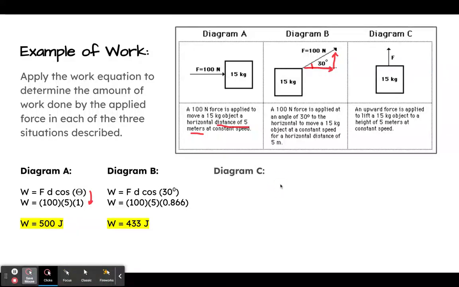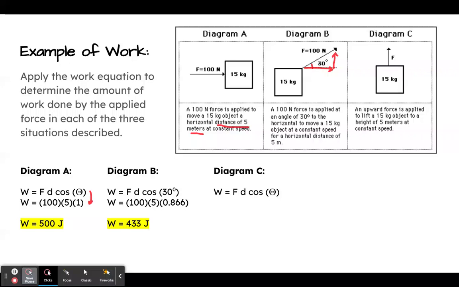Okay, last example, diagram C. We're going to have that same 15 kilogram block, except now it's going to be lifted 5 meters up into the air. And so you have to ask yourself, first off, what is the minimum amount of force to lift an object?